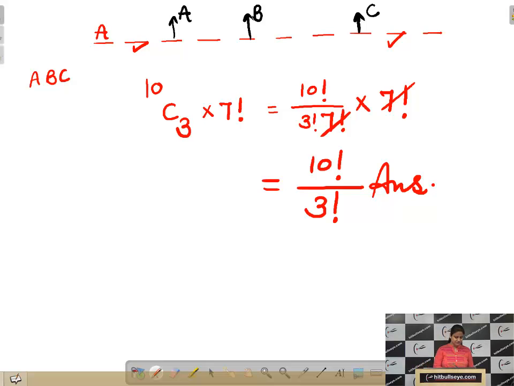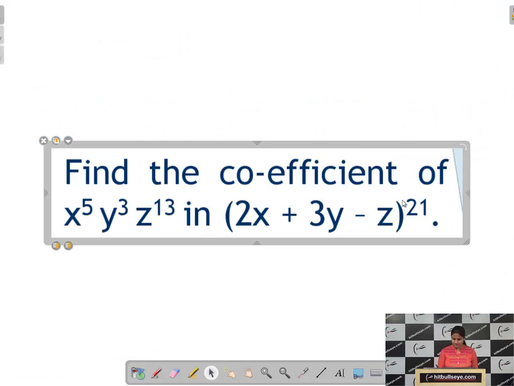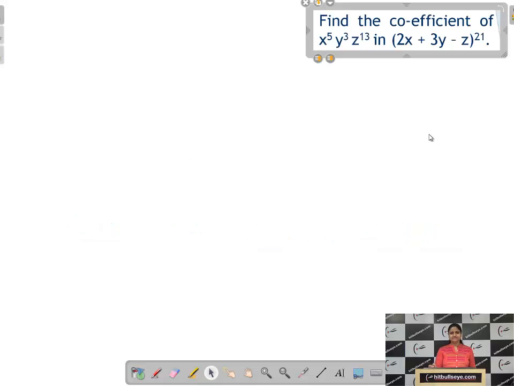Now let us see the next question. It says, find the coefficient of x raised to power 5, y raised to power 3 into z raised to power 13 in the expansion of (2x plus 3y minus z) whole raised to power 21. So let us see. First of all, instead of this question, I'll take a smaller example.